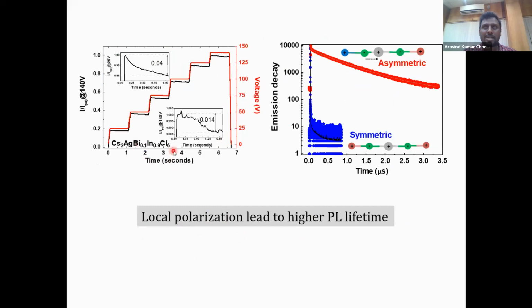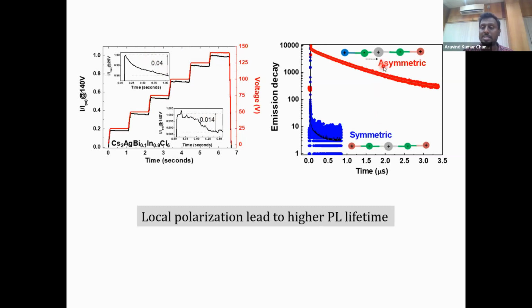So we did a lot of polarization measurements. We also have extensive polarization characterization tools. And we found that in the material where the bismuth is 0.1 and indium is 0.9, the polarization varies between 1.4% and 4%. There is an inbuilt polarization. This is not an asymmetric, non-centrosymmetric material. This is a centrosymmetric material, but because of the local distortion in the AgCl octahedra, there is a dipole polarization. And the dipole polarization turned out to be the most important parameter to increase the excited state lifetime.